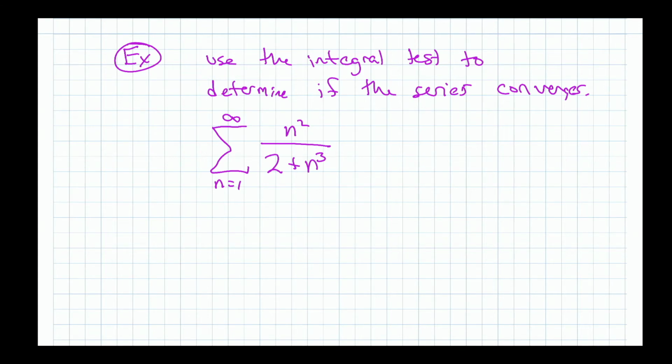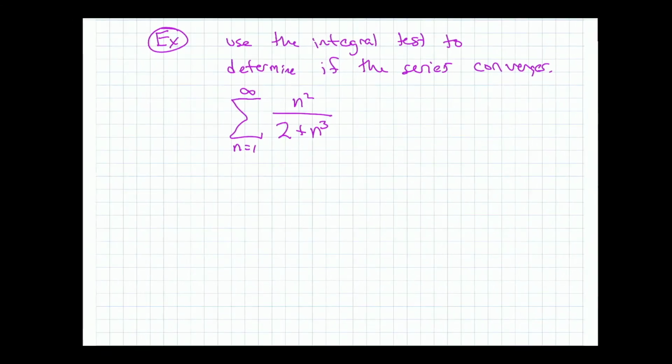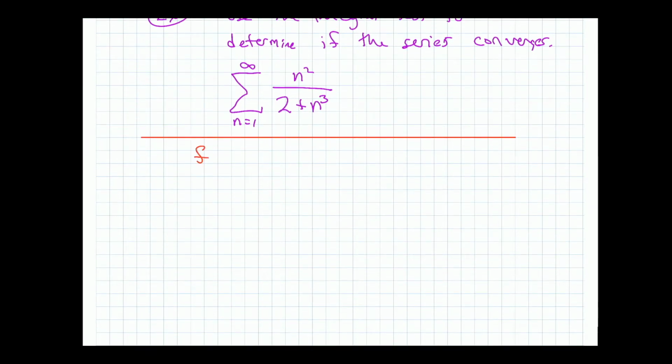Now, typically, you're not going to do too much work to show that this meets the requirements of the integral test. You can. Here's what you would do. You would say, all right, so what's our function, first of all? F of x needs to be x squared over 2 plus x cubed, right? Same formula, just with x. That's your f, okay? Now, this is continuous.